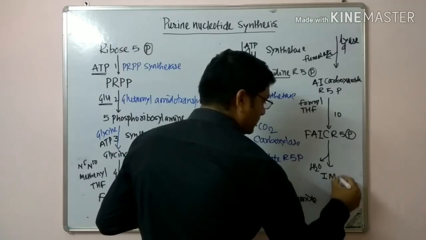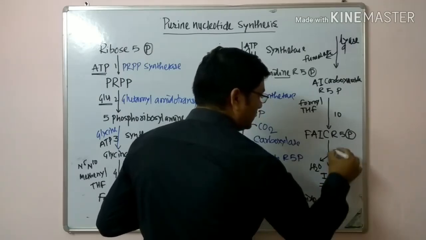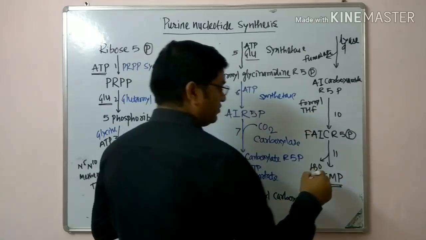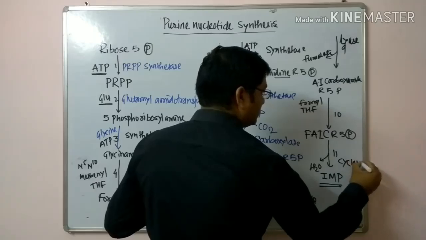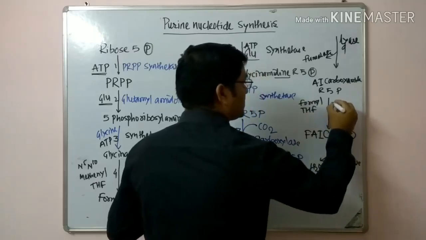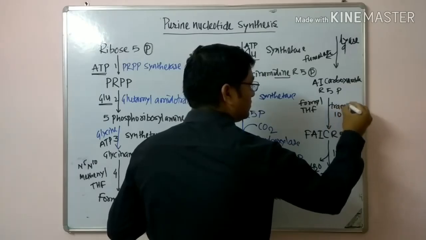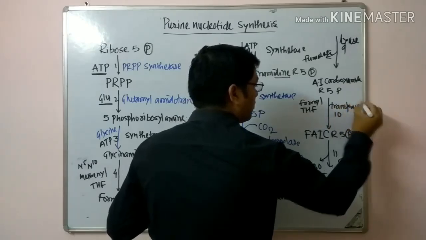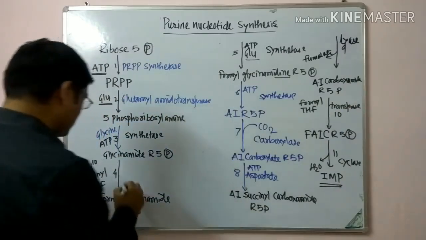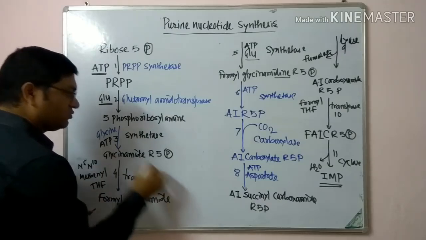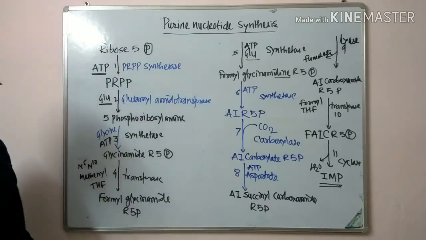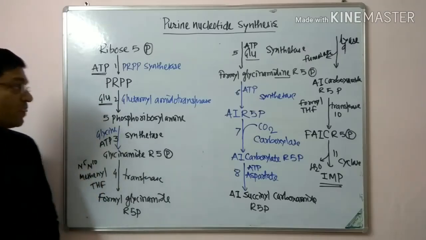inosine monophosphate in the 11th step. So this is the cyclase reaction. This is a transferase reaction, formyl transferase reaction. This is also a transferase reaction. So this is the IMP synthesis. You can take a snapshot here.